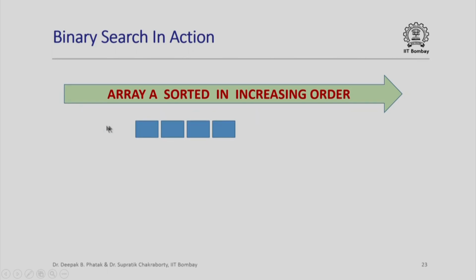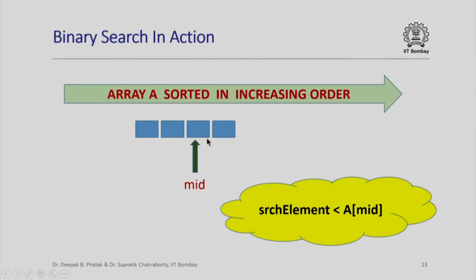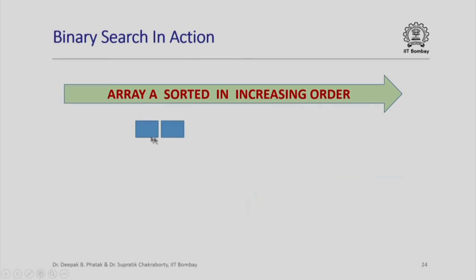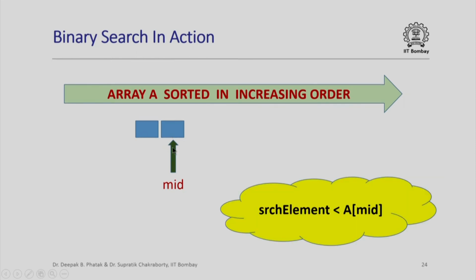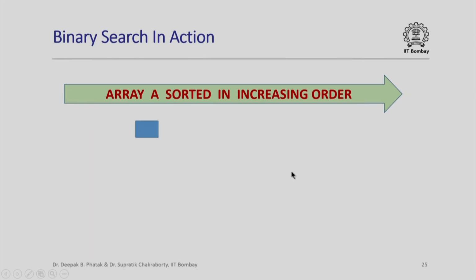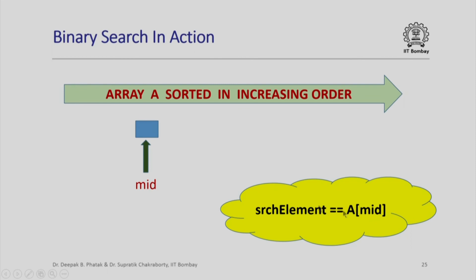Note that this part here is some intermediate part in the whole array, and that happened because I first eliminated this half, and then from the remaining half I again eliminated one half of it. Now once again this is the mid position and maybe the search element is again less than A mid, so that part of the array would go and only this would remain. This is the mid position. If there are only two elements, then I could choose any one of them as the mid position, and let us say the search element is less than A mid again, so I am left with only one element, and now maybe the search element equals the value of A at that position and we are done.